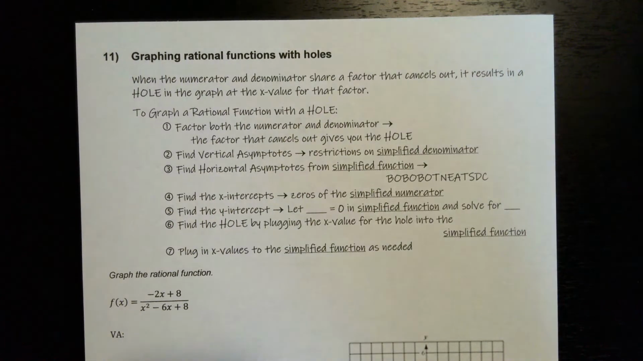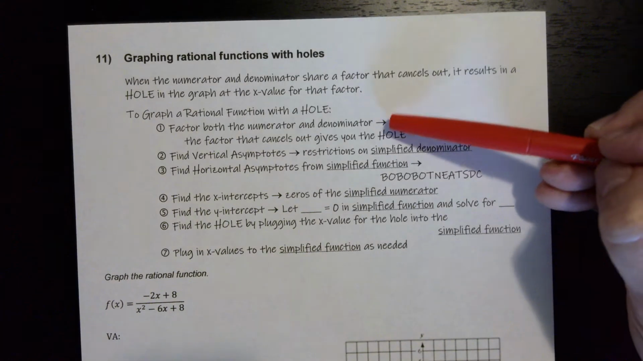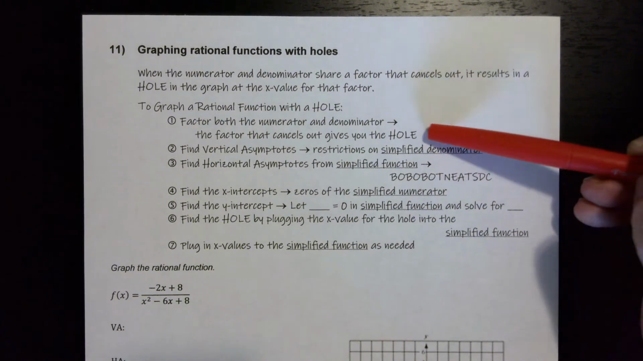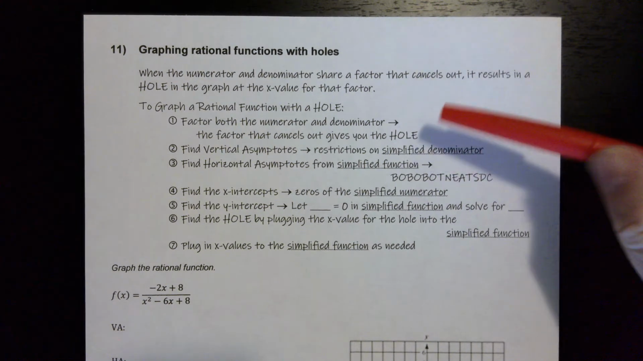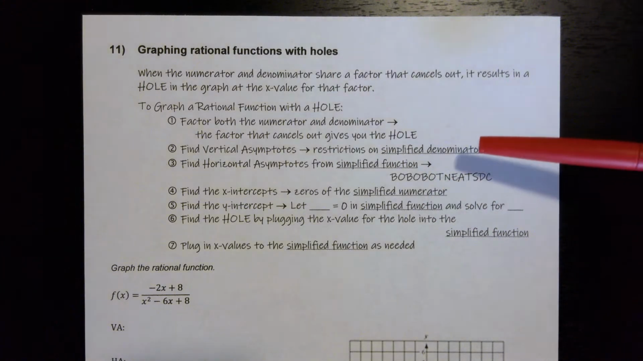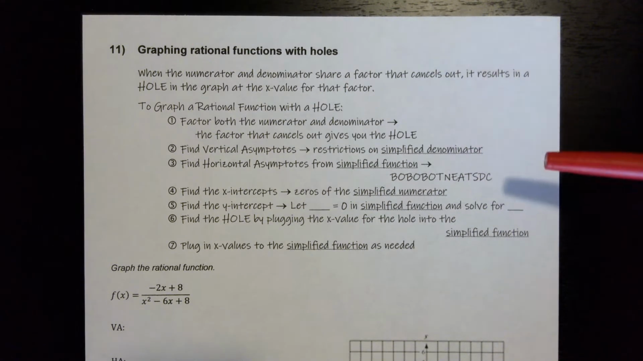So what we do is we factor both top and bottom if needed, find if they have any common factors, cancel them out, and find where the hole is. The factor that cancels out, we'll set equal to 0 and solve to find where that hole is. We're also going to find vertical asymptotes, which means on the simplified fraction, after we've canceled everything out, we'll set the denominator equal to 0 and solve.